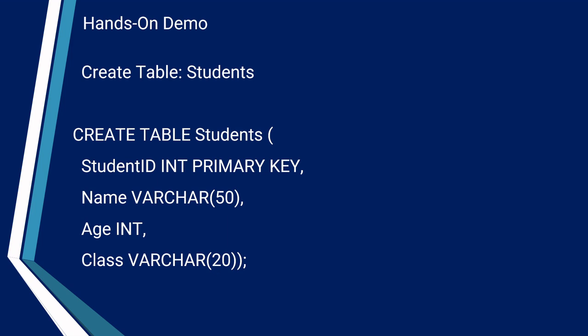Let us look at a simple SQL command. This statement creates a students table with 4 columns: student ID, name, age, and class. Notice how we define data types and set student ID as the primary key.